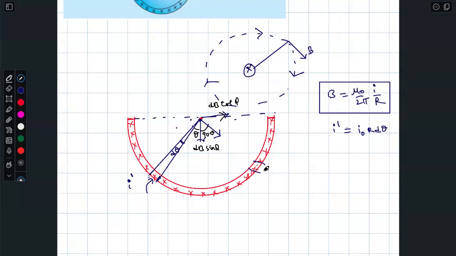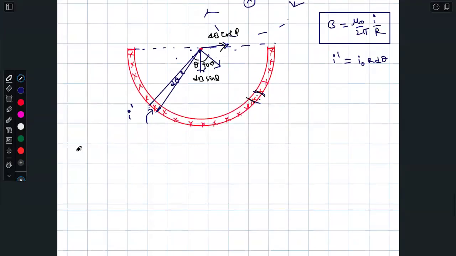Now, if you take an element over here, due to which you will have magnetic field in this direction, correct? Again, it will have two components, an upward component and a horizontal component. The horizontal component gets added on. So B net is equal to 2 times the integral from 0 to 90 of dB cos theta. Any doubt?